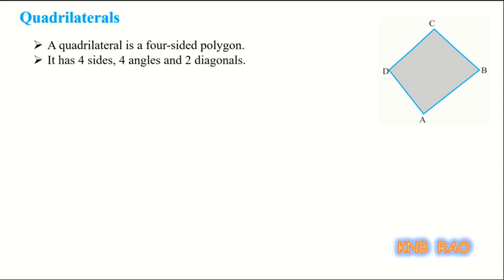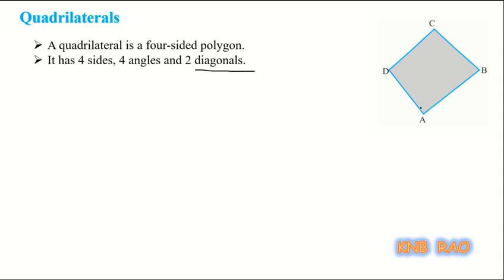It has 4 sides, 4 angles and 2 diagonals. You will come to know later what is the meaning of a diagonal in this class. So hold on, you need not worry what the diagonal means, but you know what the 4 sides are here. Here AB is one side, BC second side, CD third one, DA fourth side. And you know angles, there are 4 angles.